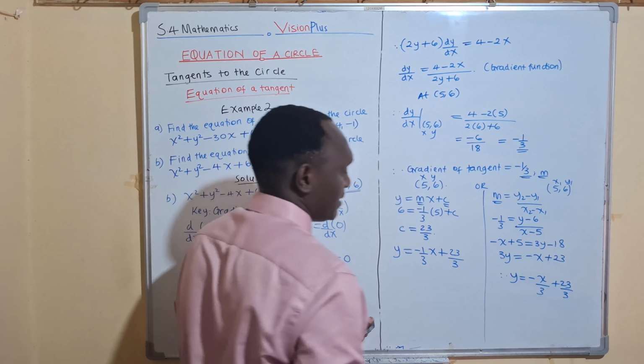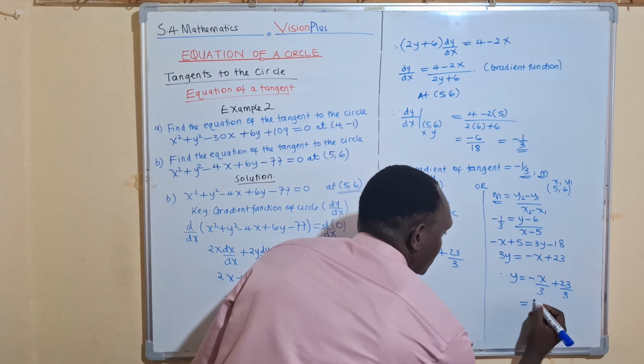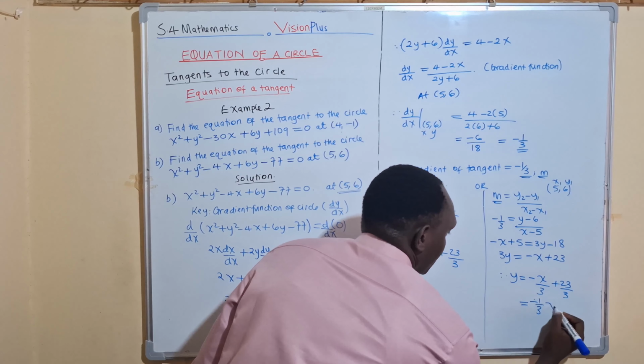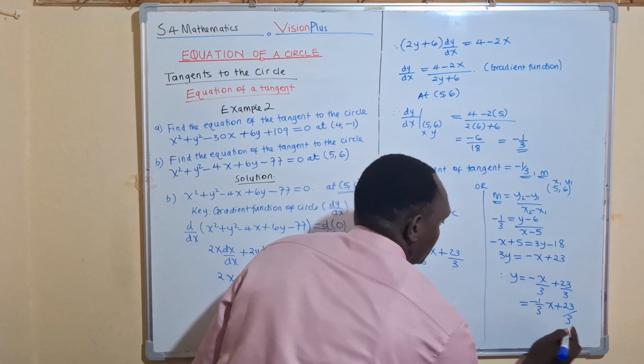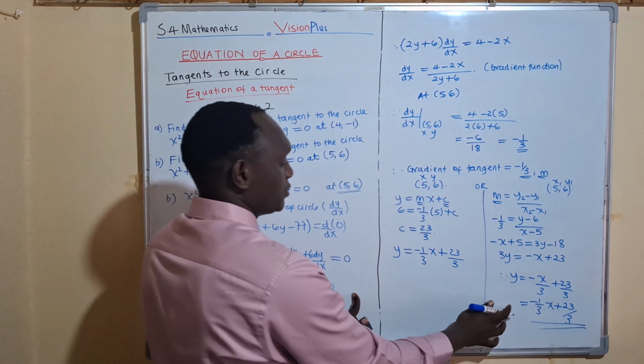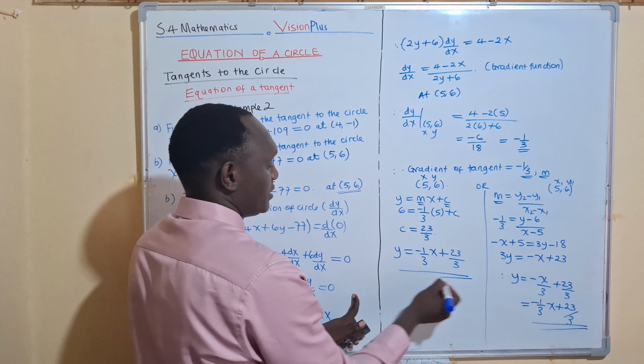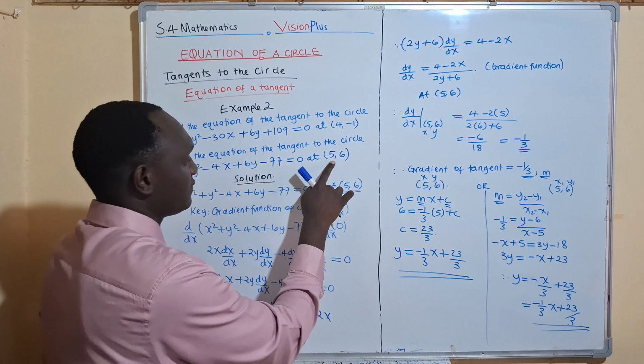The two answers are the same. This one is the same as -1 out of 3 x plus 23 out of 3. So this is the equation of the tangent to the circle at the point (5, 6).